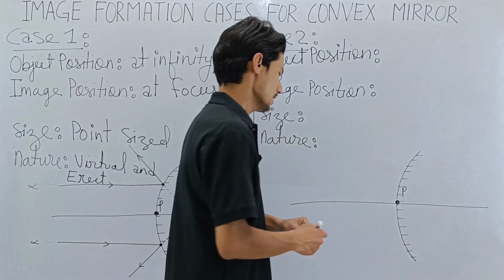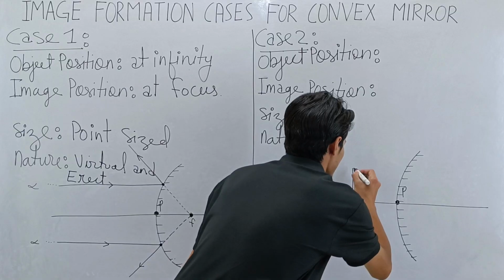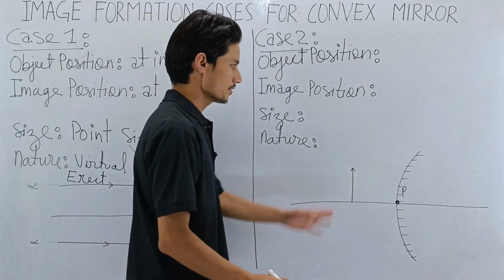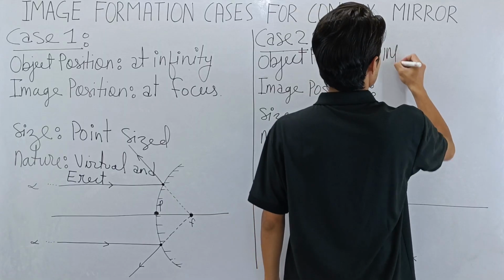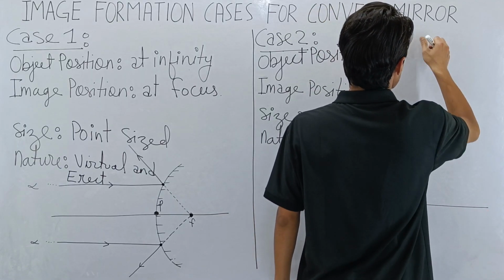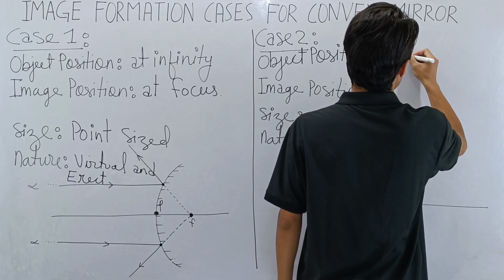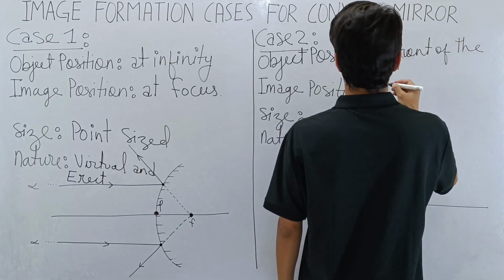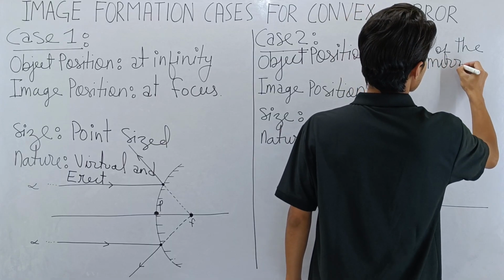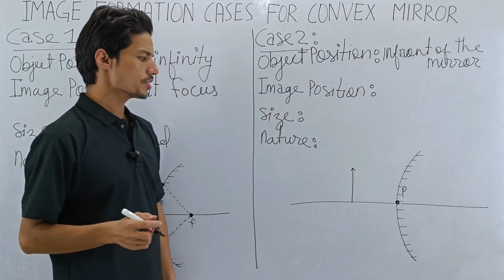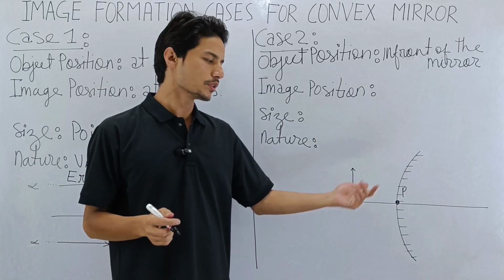All right. So just bring the object here. Just let the object stand here above the principal axis and then right in front of the mirror. In front of the mirror. That's it. Then image position, we will have to draw the ray diagram, then we will know.